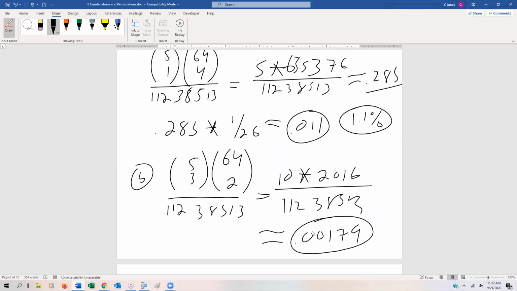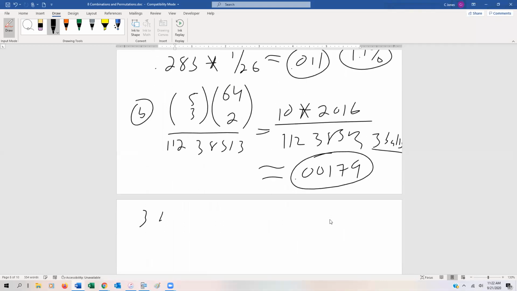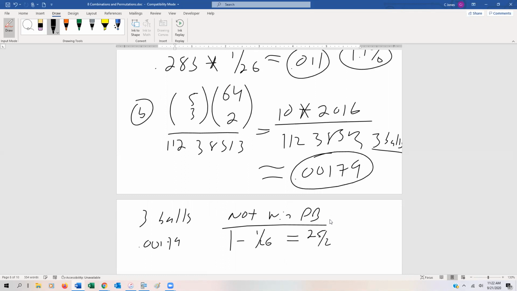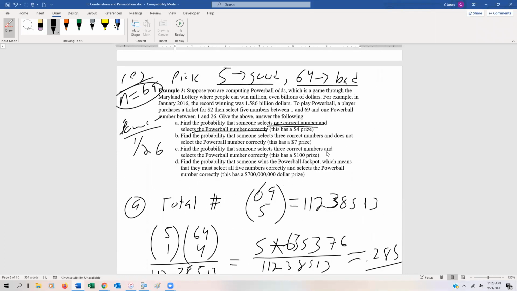Now remember, 0.00197 is the probability of drawing 3 balls. But what we want is 3 of the white balls, which is the 0.00179, but we do not want to win the Powerball. And how do we figure that out? Well, that's 1 minus 1 out of 26, or that's 25 over 26. So remember, in the Powerball number, let's go all the way back up here, there's 1 Powerball number between 1 and 26. That means there's 25 numbers that are not the Powerball numbers.